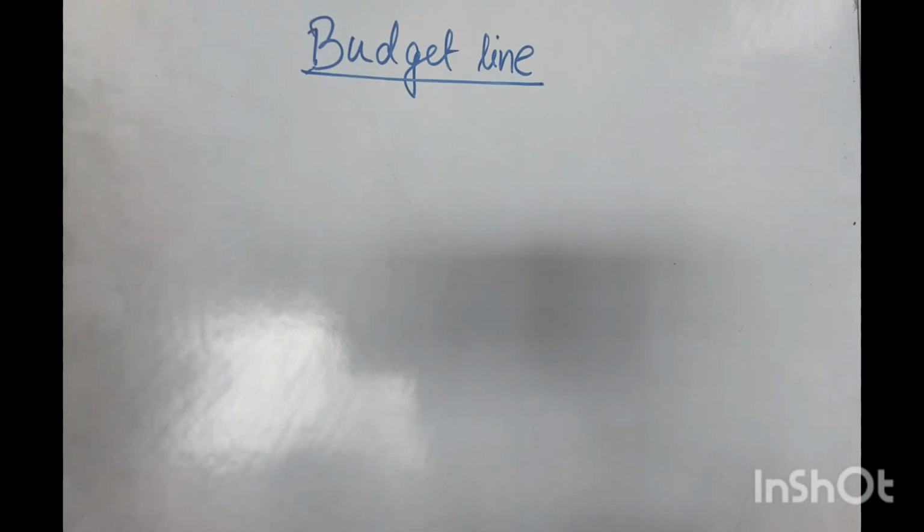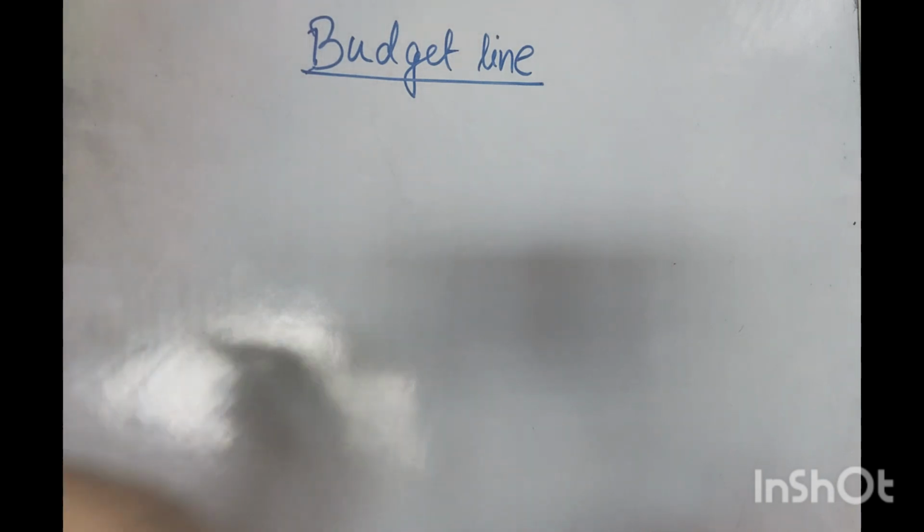The aim of a consumer is what? To maximize utility. The point where the consumer maximizes its utility will be its equilibrium point. We have already discussed earlier that the point at which the consumer maximizes the utility is the equilibrium point. So now we are going to discuss what this budget line is.